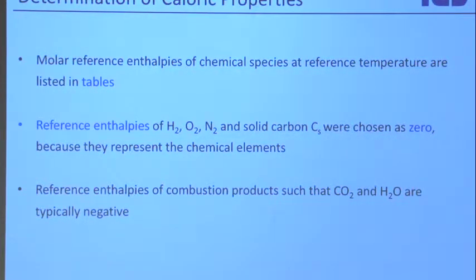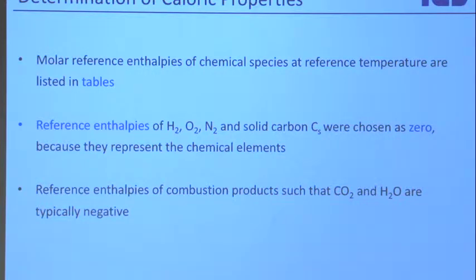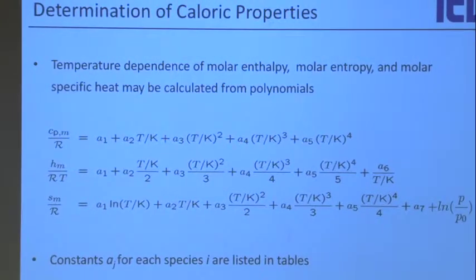So that means then the reference enthalpies of combustion products are typically negative because in the beginning I have some hydrogen plus oxygen together, and they have an enthalpy of 0 at ambient conditions. They have a reference enthalpy which is 0, and if I burn them, they produce thermal energy, so their final enthalpy must be lower, which is why combustion products here typically have negative reference enthalpy.